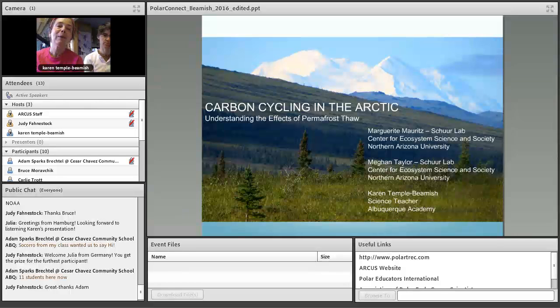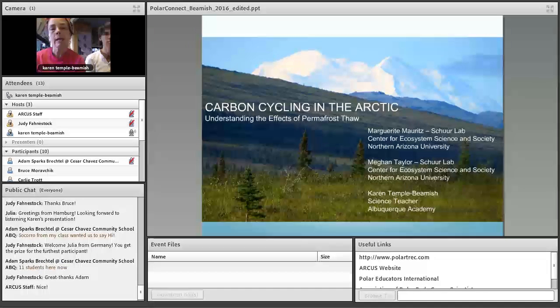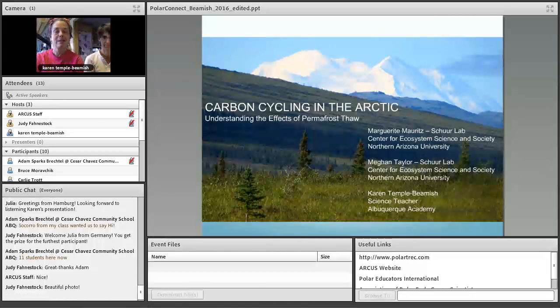Today we're going to be talking about carbon cycling in the Arctic and understanding the effects of permafrost thaw. The image in front of you is a picture I took from one of the research sites, and in the background you can see the beautiful Mount Denali, which I've been told is a pretty rare event to see because it's usually covered in cloud. I got a beautiful presentation of this mountain. Please move to the next slide.